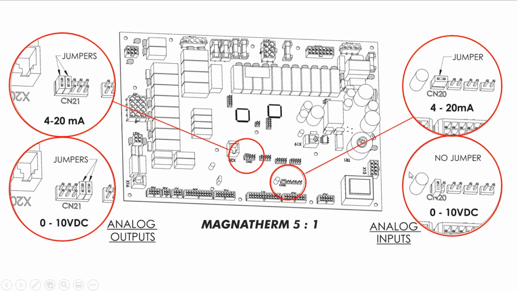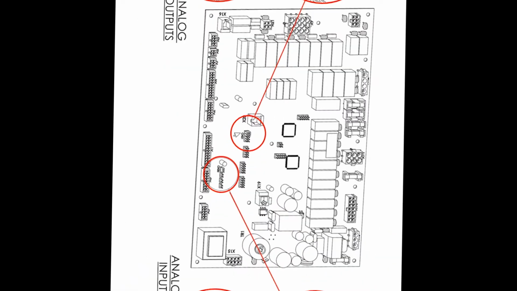Here on the inputs, pin number CN20, if you chose 4 to 20, that's the position of your jumper. Or if you chose 0 to 10 volt DC, this is the position of the jumper in vertical position. Now, I also want to bring up, depending on the product, for example, Pennant might have this control board installed horizontally, and this would be the positions of the pins.